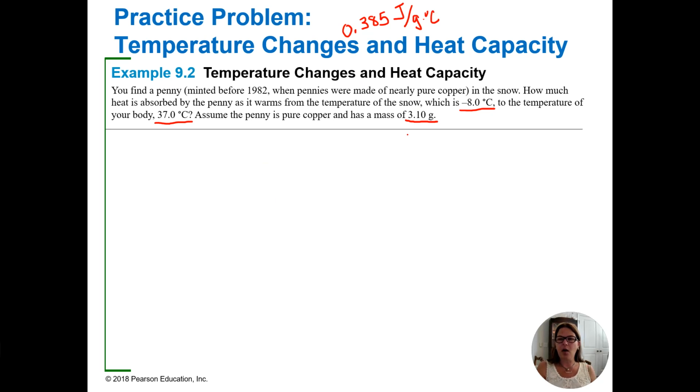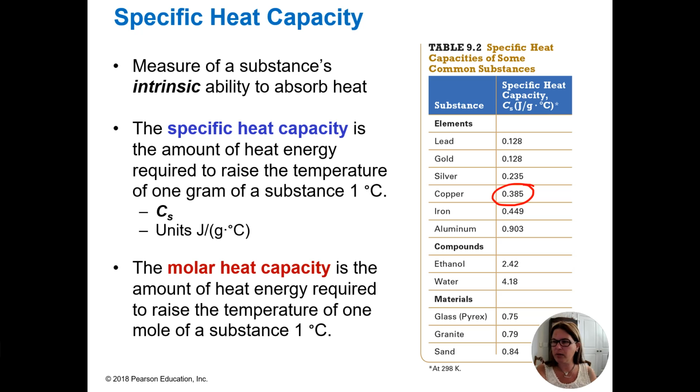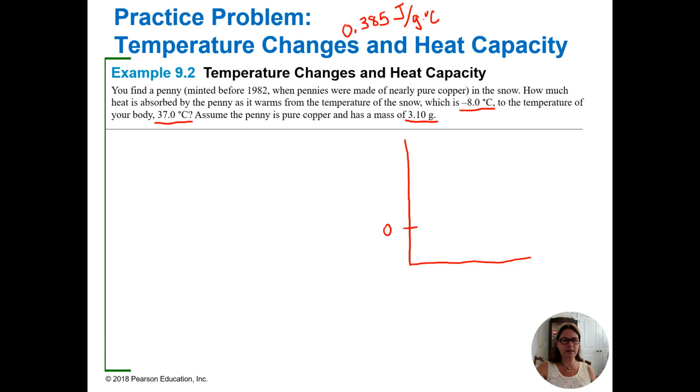Now, always take the time to draw your chart. First of all, I will always give you boiling and melting points. The only thing you have to memorize is for water, 0 degrees Celsius and 100 degrees Celsius. So first, I don't know what copper is. Hold on. Does it tell me here? Let me just Google that really quick.